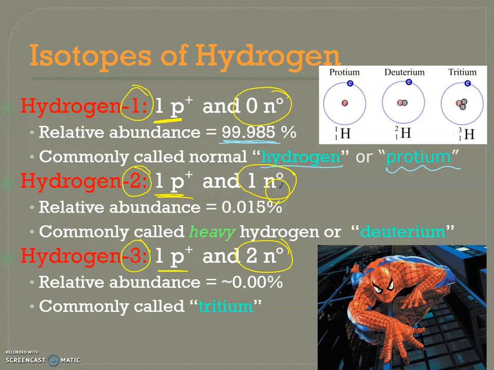Okay, hydrogen 2 is heavy hydrogen. It's only 0.015% abundant. There's not a lot of it, and it's called deuterium. So you end up getting your mass of 2. And really heavy hydrogen is tritium. It's almost impossible to find.